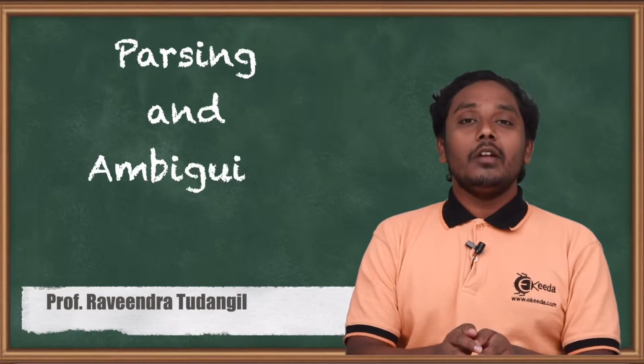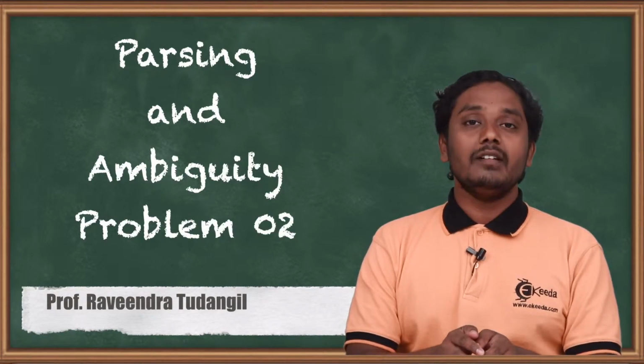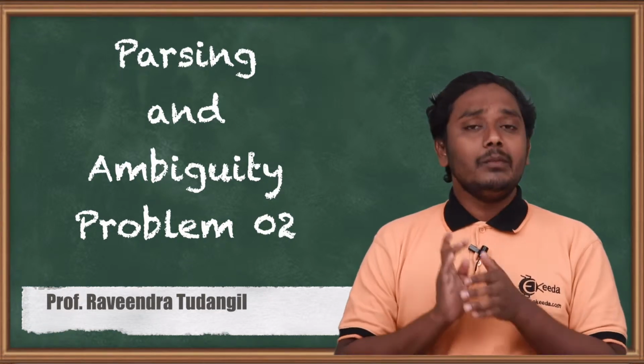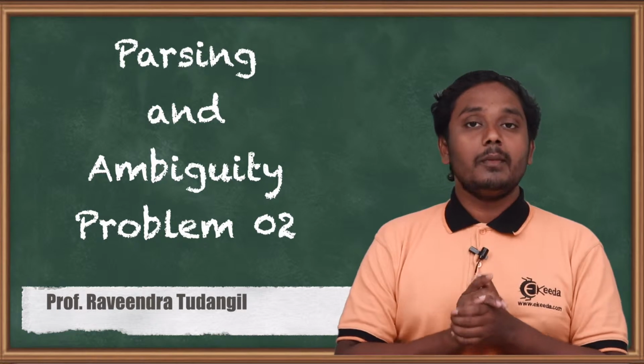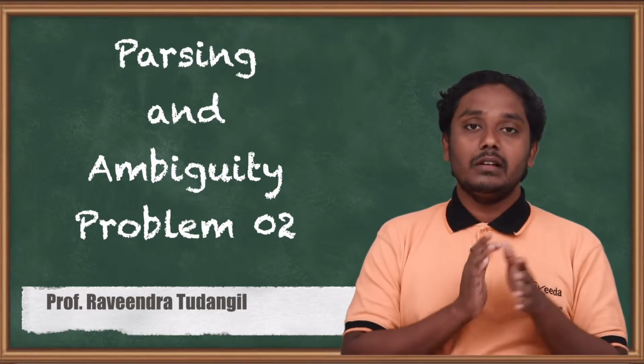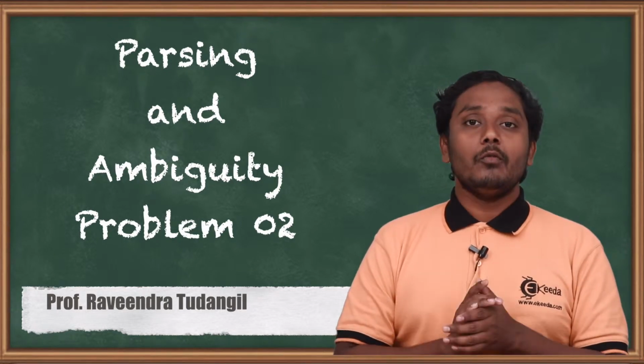Hello friends, now let us start with the second example on parsing and ambiguity. We are going to see a grammar which represents expressions in mathematics. There are certain problems with this grammar which we will be discussing later. First, let us try to derive the parse tree, leftmost derivation and rightmost derivation for the required string. Let us see what the question is asking.